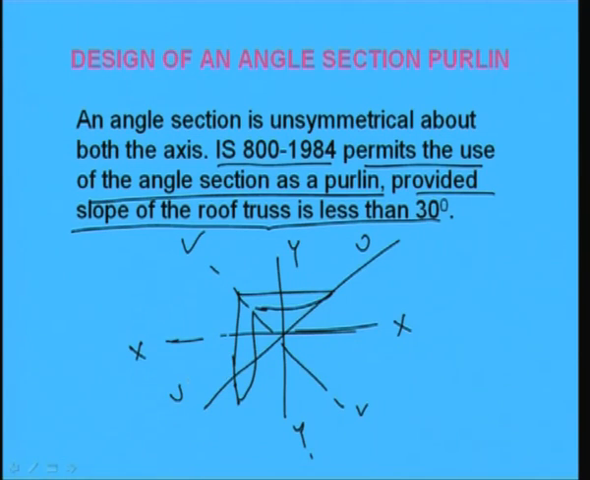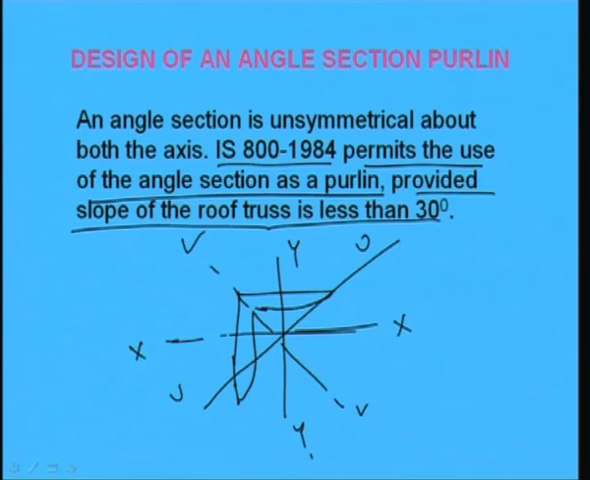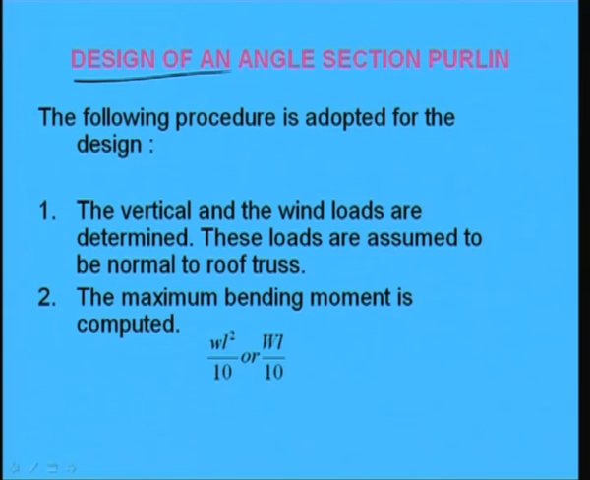Because loading is not from a particular direction, loading is in two directions, means we can make it perpendicular to that section and along that section. So, the unsymmetrical bending will occur, that is why we have to take care accordingly. Now, design of an angle section purlin. The following procedure is adopted for design.